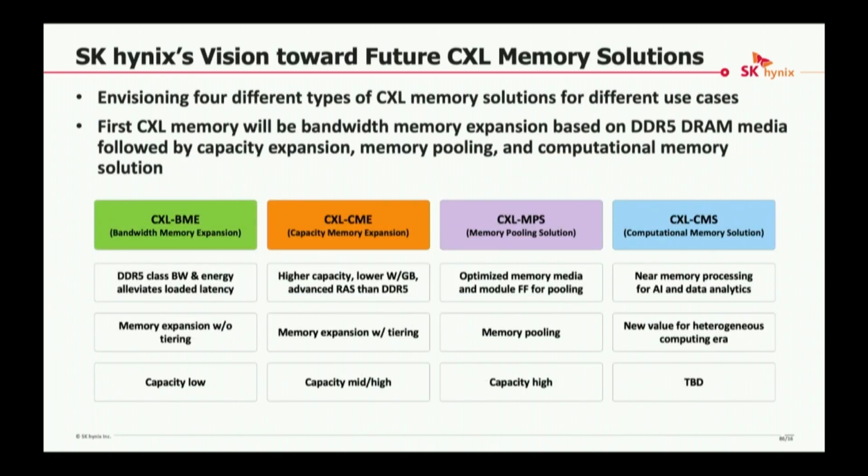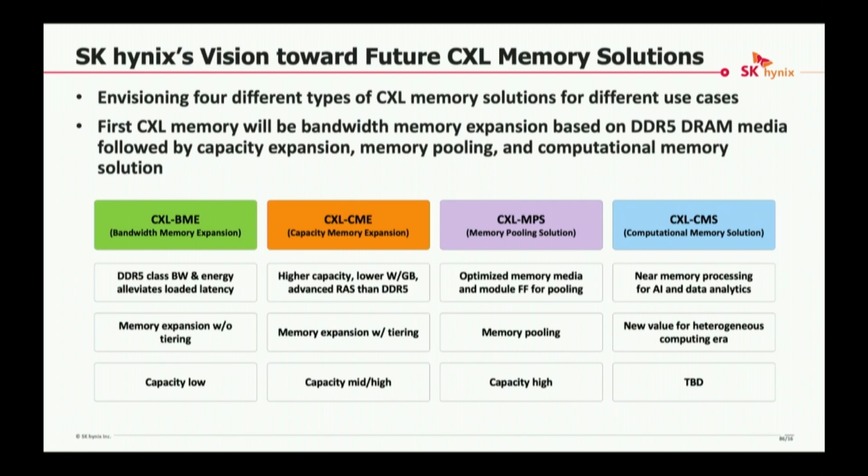Now we are envisioning 4 different types of CXL memory solution for different use cases. The first CXL memory will be bandwidth memory expansion, what we are calling here BME. The second type is CXL CME, or capacity memory expansion. The third type is CXL MPS, memory pooling solution. And the final one is CXL CMS, a computational memory solution.